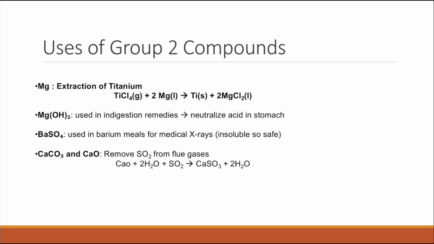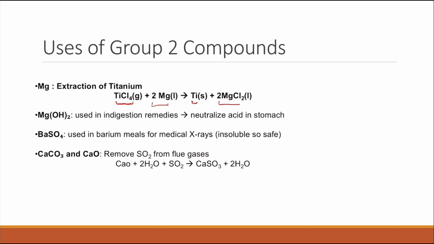The uses of group 2 elements and their compounds. Magnesium is used for the extraction of titanium, and this equation is quite common in the exam, where titanium tetrachloride with magnesium will give you titanium and 2 magnesium chloride. Magnesium hydroxide is used in indigestion remedies because magnesium hydroxide will neutralize the acid in the stomach.